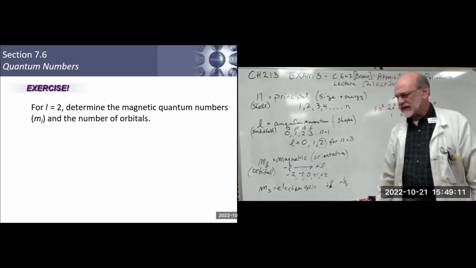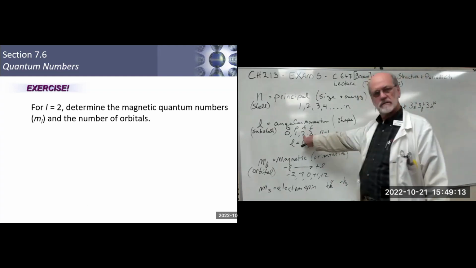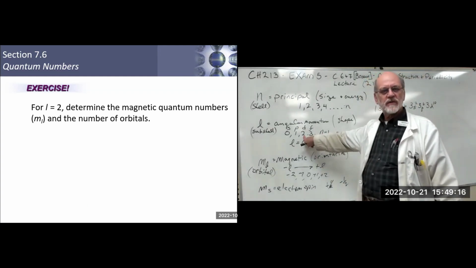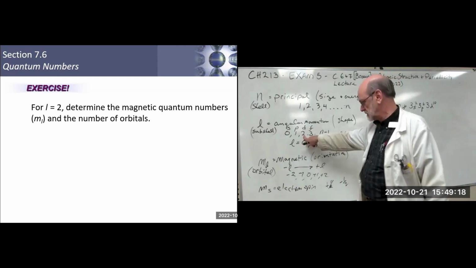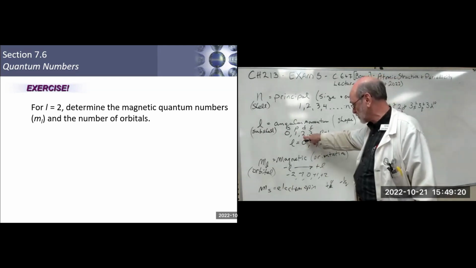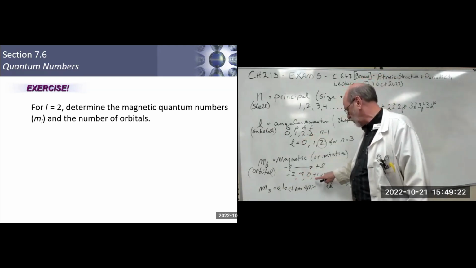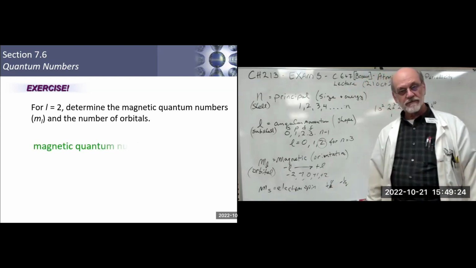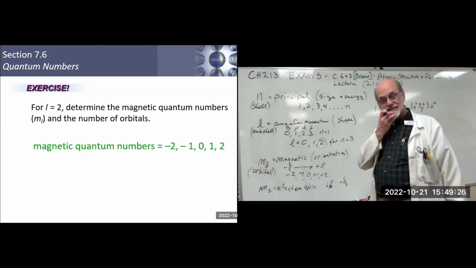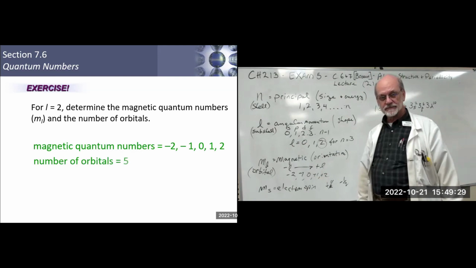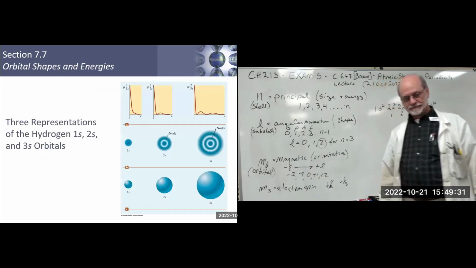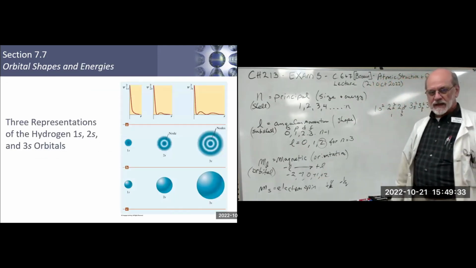Okay, for L equals 2, here, determine the magnetic quantum numbers and the number of orbitals. Well, the magnetic quantum numbers will be -2, -1, 0, 1, 2. You've got 5 orbitals. Okay, those are the numbers. All right.